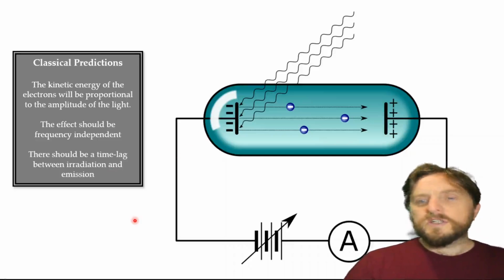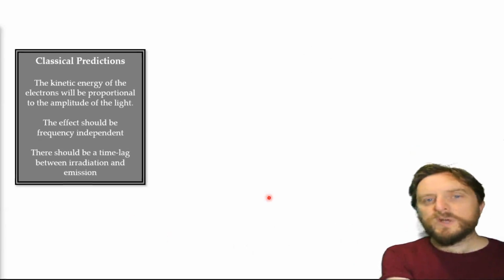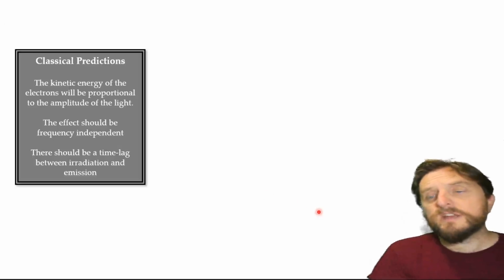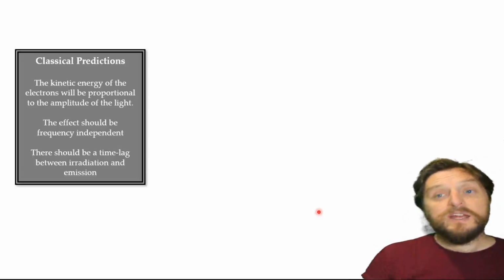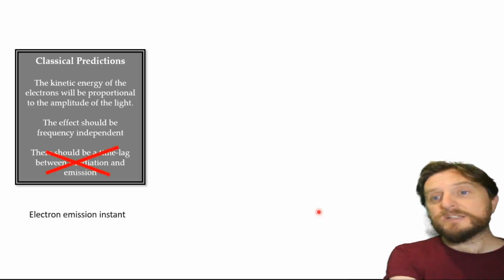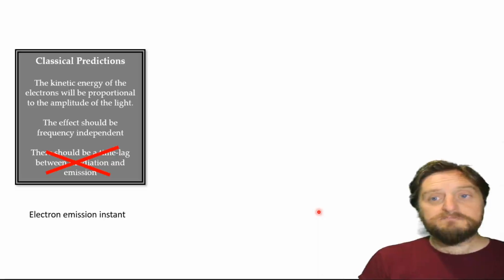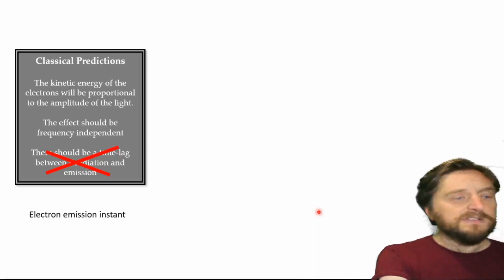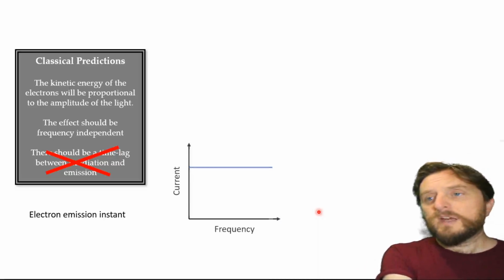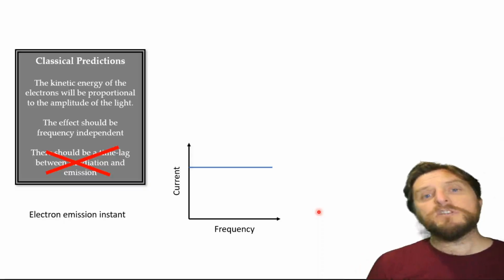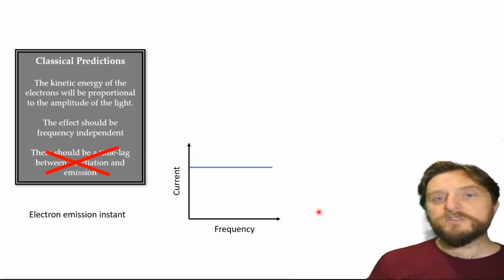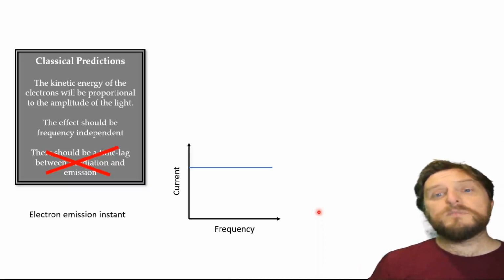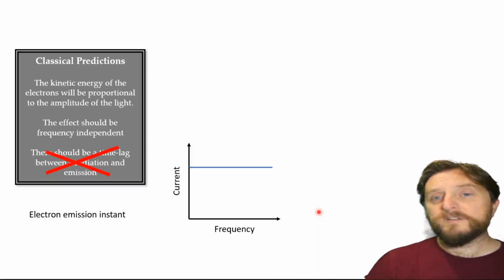So, doing the experiment, the first thing that happens is that the emission is actually completely instantaneous with turning on the light. There is no time lag at all. So that prediction is completely killed off. When you look at the current versus frequency graph, so you change the frequency of the light, the current does not seem to be affected at all.